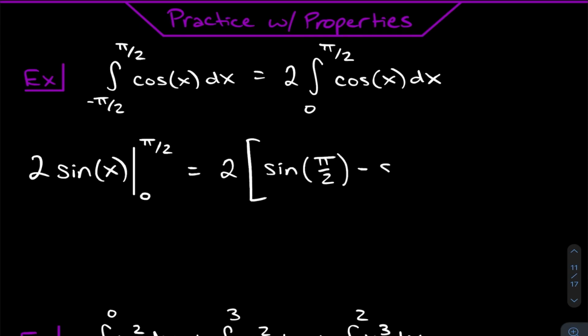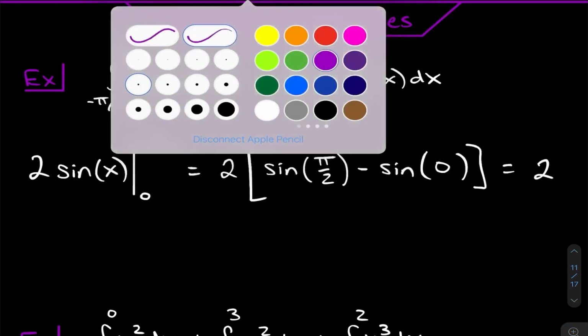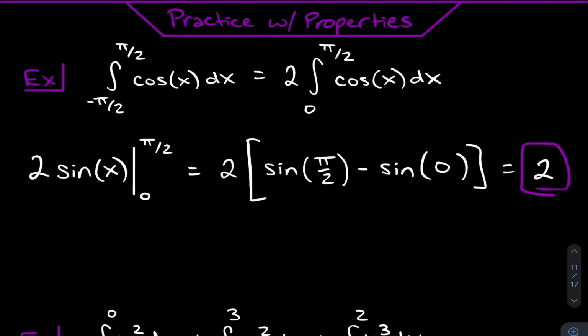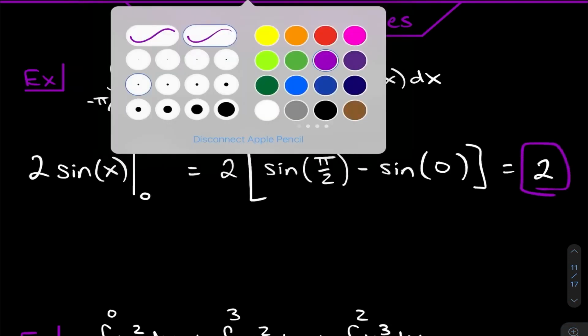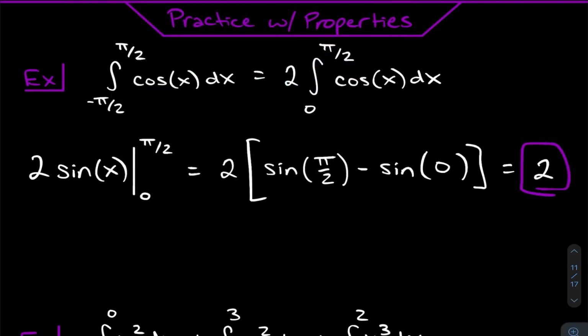and then we're going to subtract sine of our lower bound. Okay. We know that sine of pi over 2 is 1. We know that sine of 0 is 0. So this is actually just going to be equal to 2 times 1, which is 2. All right, and so this is a less extreme example.